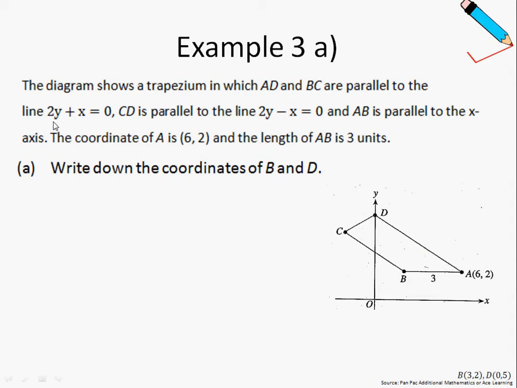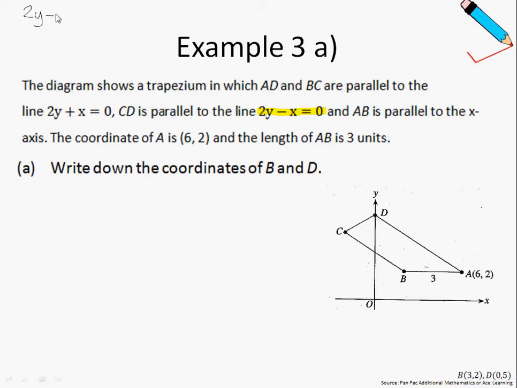So example 3a, the diagram shows a trapezium in which AD and BC are parallel to the line 2y plus x equals 0. At this point, since we are told that CD is parallel to the line 2y minus x equals 0, I will rewrite this line into a form that is slightly more familiar to us.